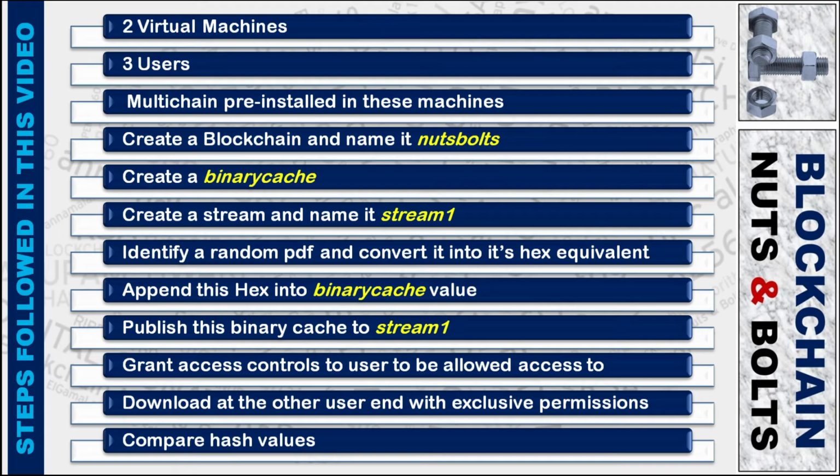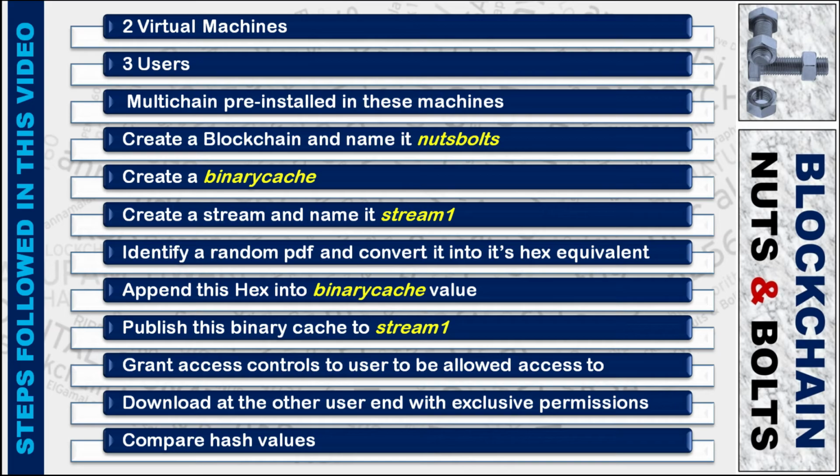After generating that binary cache, we identified one random PDF on Google search, blockchain.pdf, and thereafter we converted that PDF into hexadecimal. We uploaded that complete hexadecimal into the blockchain, nuts and bolts. Thereafter we defined exclusive permissions for node D from node A to read the stream and to write the stream. Of course we have not written anything, but these permissions were granted so that there is some exclusiveness to node D. Thereafter we published the complete PDF hexadecimal onto the stream from node A. It took a few minutes, and thereafter it was uploaded on the blockchain.